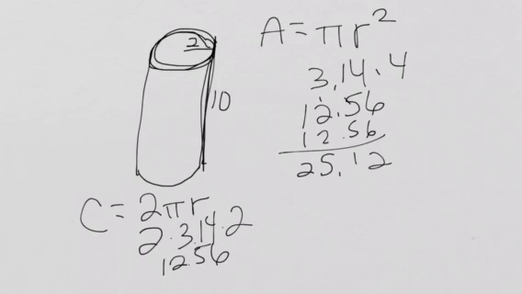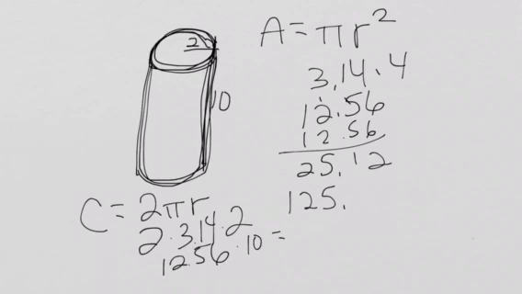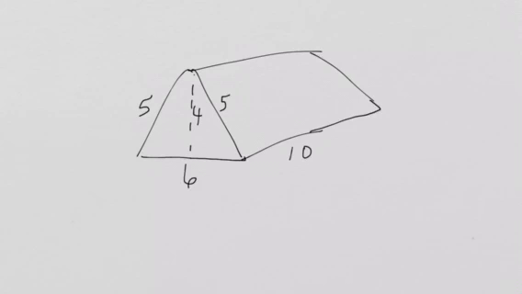Then we have to multiply it, because this is the distance around times the height, to get this whole lateral surface area. So times 10 equals 125.6. So I add these two together, and I get like 150.72. So that one's a little bit different. How about this triangular prism?